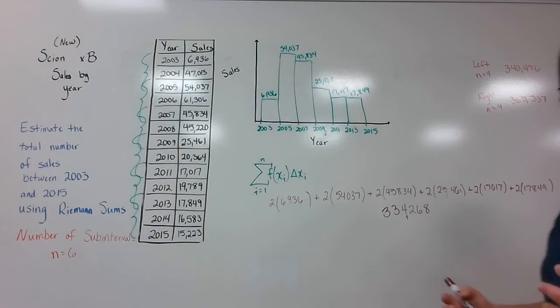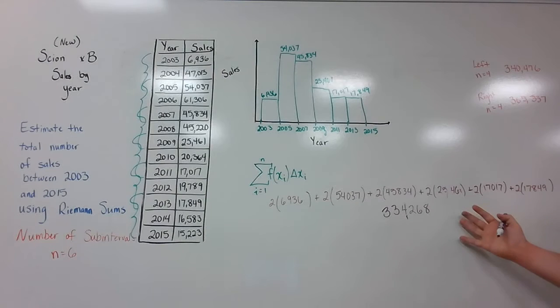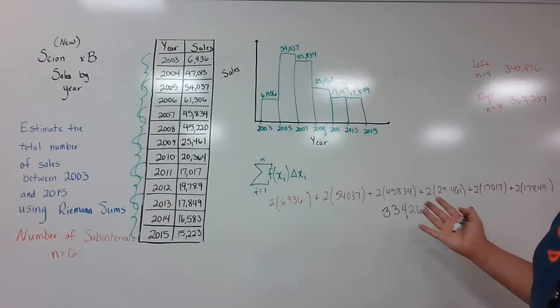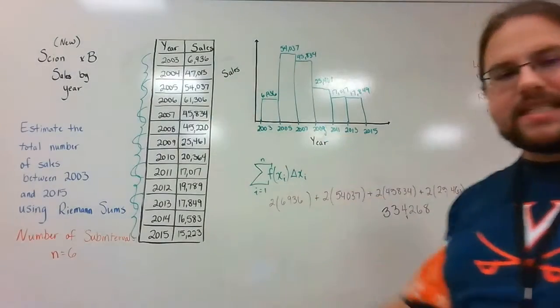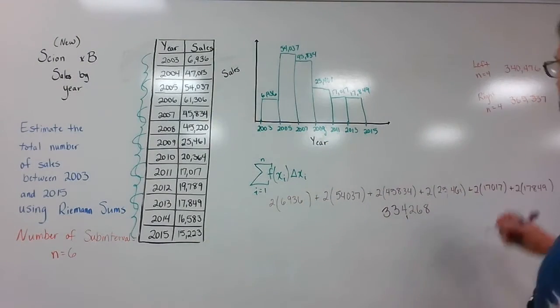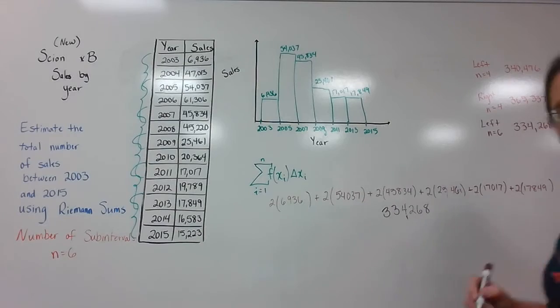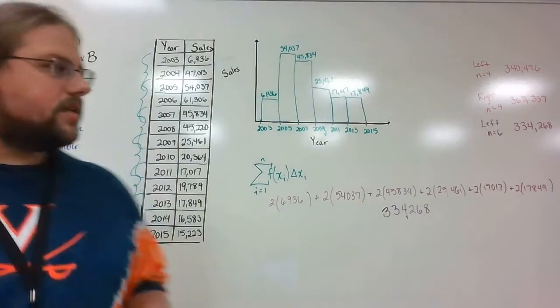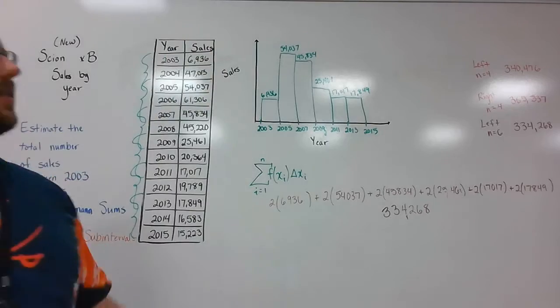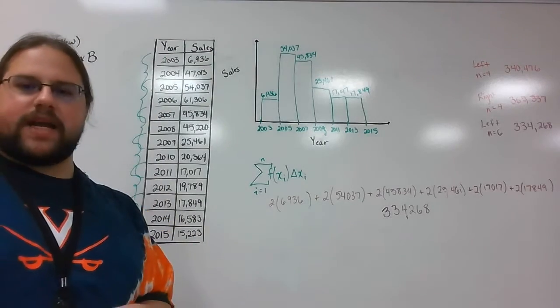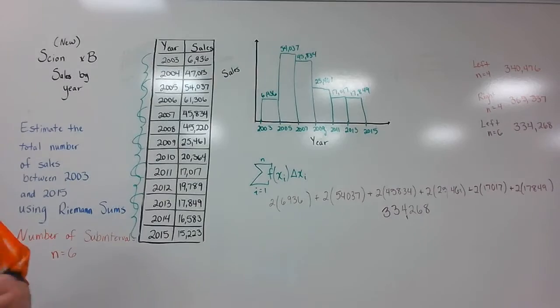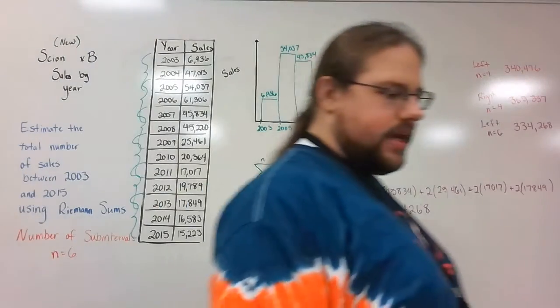Even though I had more subintervals, I had a lower total. Now, the reason that is it just so happened that when I was using 2006, that was the maximum. That was the most number of cars they sold. So let me go ahead and write this down. When we did a left sum at n equals 6, we got 334,268. Now, making sure I mention this. Notice these are all actually pretty close together. They're all in the 300,000 range. So we know we're getting pretty close to what the actual answer is, but I'm going to keep going and see if we can get a better answer.